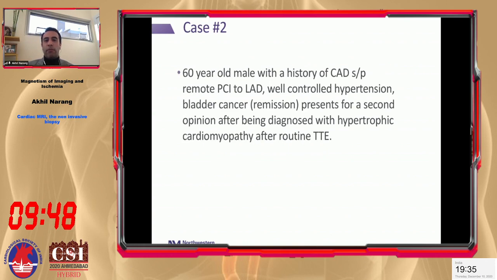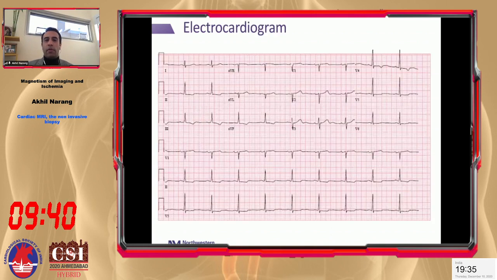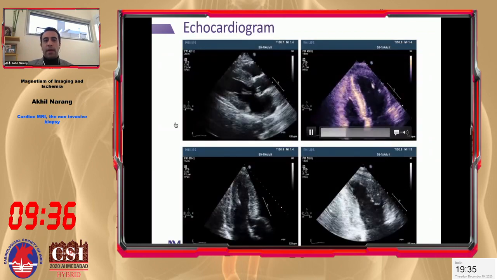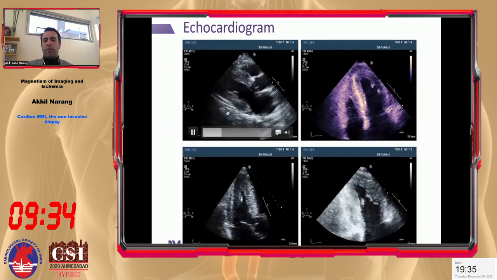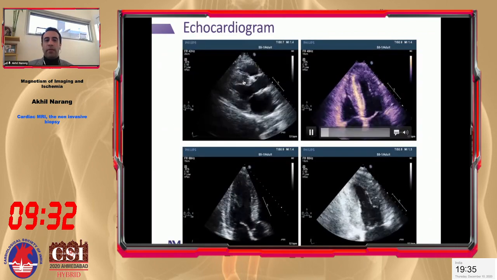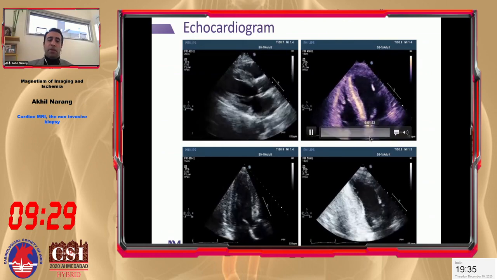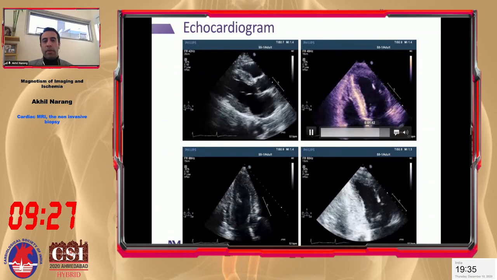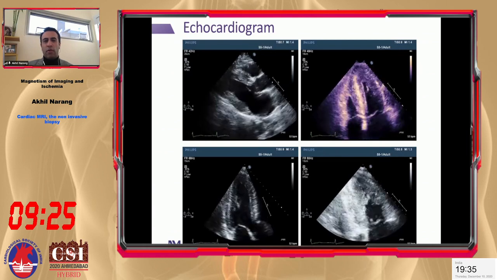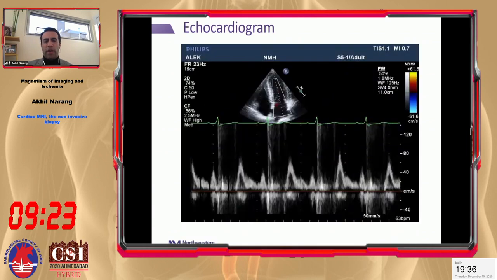60-year-old male with a history of coronary disease, with remote PCI more than 10 years back, well-controlled hypertension, comes in for a second opinion after being diagnosed with hypertrophic cardiomyopathy. You can see the EKG is very unremarkable here. Here's the echocardiogram, thickened septum, almost 1.7 centimeters of the mid-septum. And so this potentially could be hypertrophic cardiomyopathy. His ejection fraction is good, and his blood pressure is very well controlled.